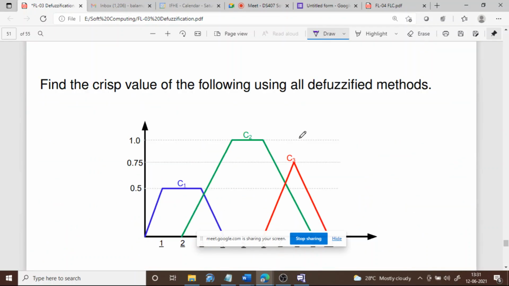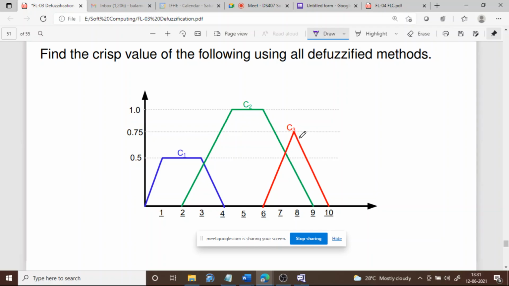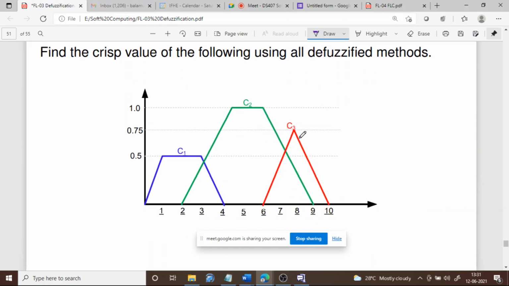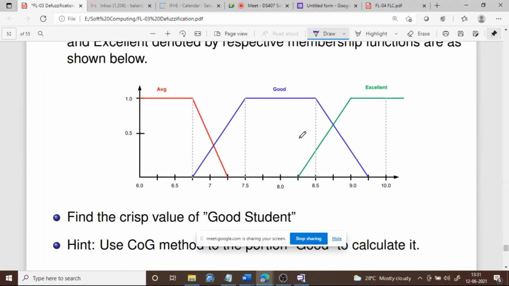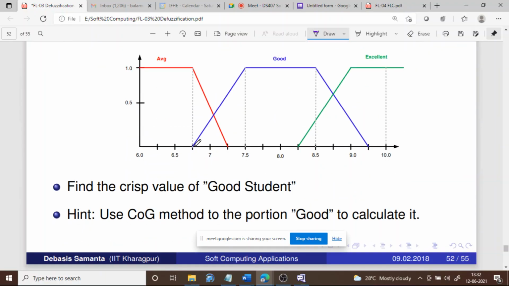Here some problems are given. For all these problems, you can apply the various defuzzification techniques and try to find the outputs. Here it is asked to find the defuzzified value only for this particular region, only for the plot of good student. You can apply any of the centroid techniques. If you want to apply the COG technique, this will be one portion, this another portion, and this another portion, like that.